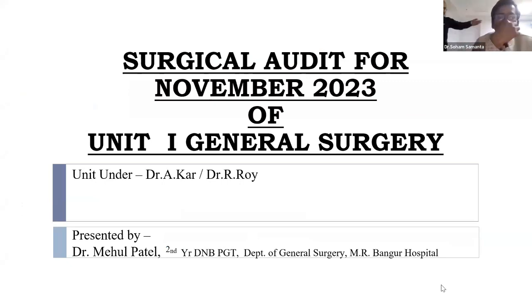Good morning. As part of our academic program, we are regularly conducting surgical audit at MR Bangur Hospital. Today is a surgical audit. Three units will be presenting their audit. The first audit will be presented by Dr. Mehul Patel, audit for Unit 1 General Surgery. Mehul, you start.